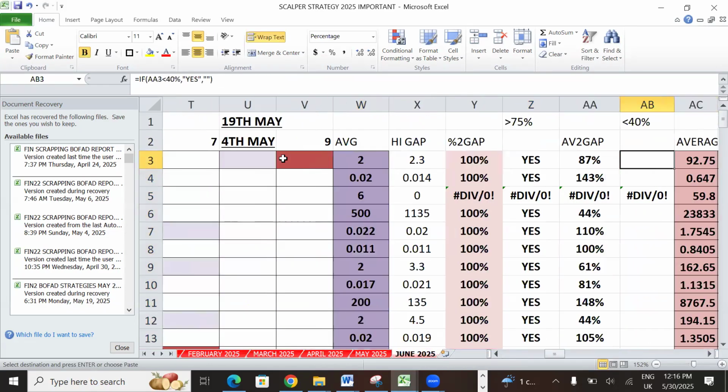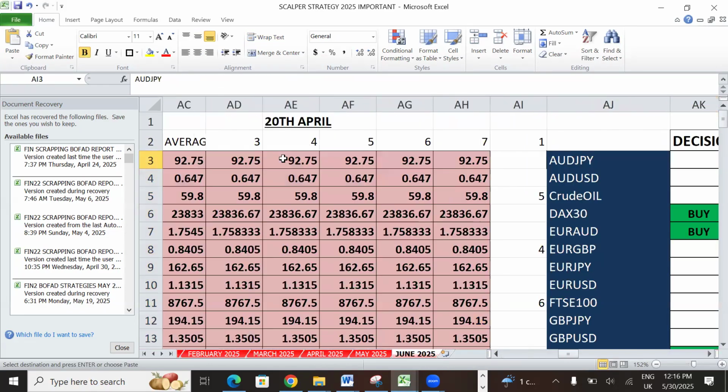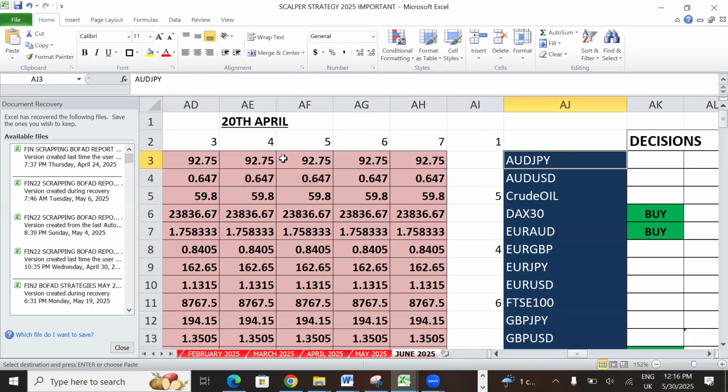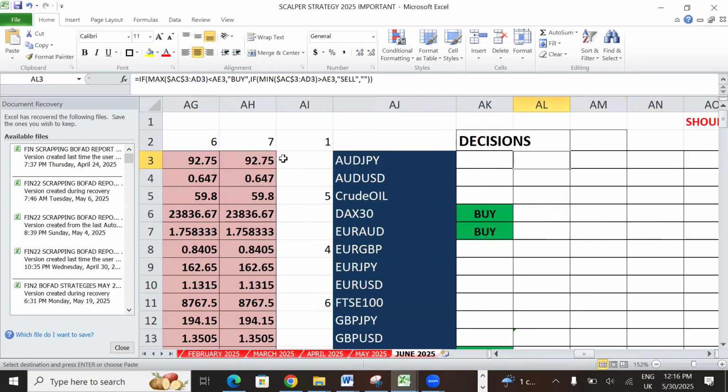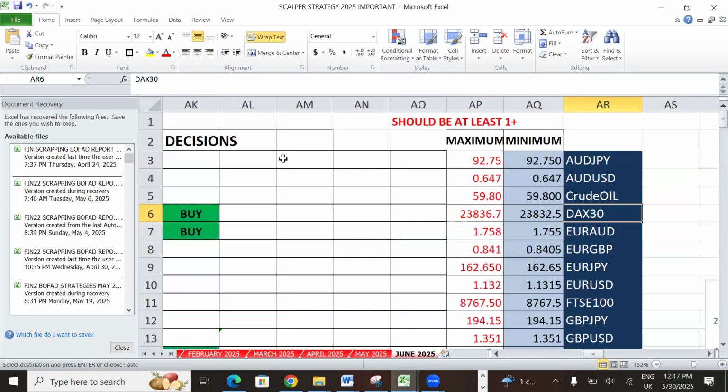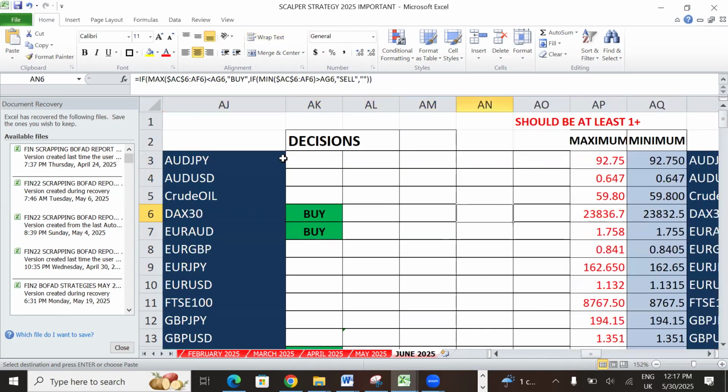So let's look at the decisions in the meantime. So you can see DJPY, no decision yet. So the ones we have decision now is DAX and Euro AUD as buy. So what is it saying? As far as the price is above 2383, the market will be a buy, is going upwards. But anything below that will be a sell.